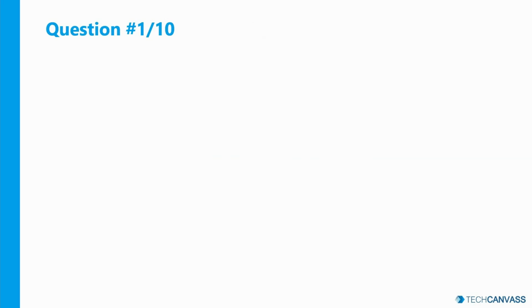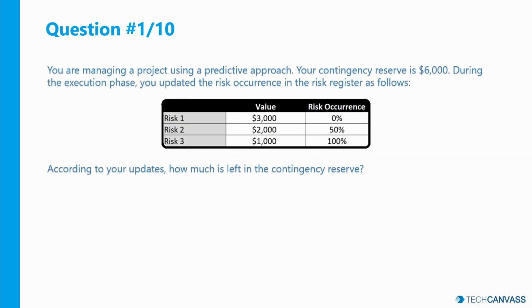The first question: you are managing a project using a predictive approach. Your contingency reserve is $6,000. During the execution phase, you updated the risk occurrence in the risk register as follows. Risk 1 has an impact of $3,000 and the probability is 0%. Risk 2 has an impact of $2,000 and the probability is 50%. And risk 3 has an impact of $1,000 and the probability is 100%. According to your updates, how much is left in the contingency reserve? Option A $4,000, option B $3,000, option C $2,000 and option D $5,000.